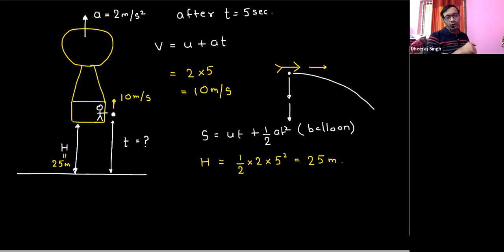Now the stone is dropped. What is the acceleration of the stone? Will it be the same as the balloon? The acceleration of the stone will be how much? First, tell me the acceleration of the balloon. Sorry, not the balloon, the acceleration of the stone. How much? Acceleration of the stone. 2 plus 10, minus 10, 2. What is it? When I have dropped the stone, after dropping, what will be its acceleration?